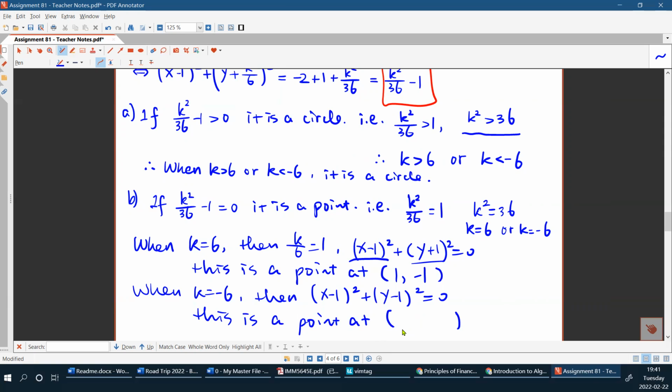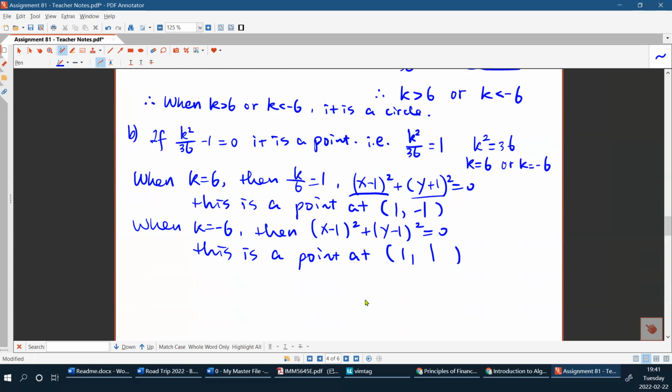Can you tell the coordinates of the point? Negative, I mean 1, 1. 1, 1, right? Yes.